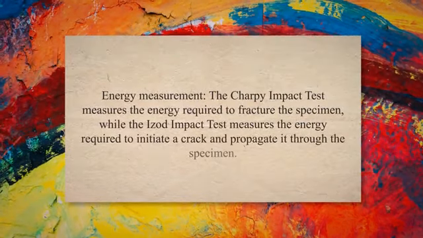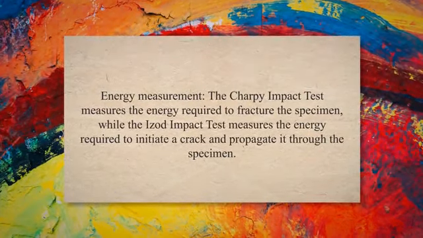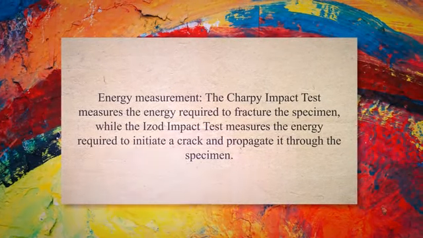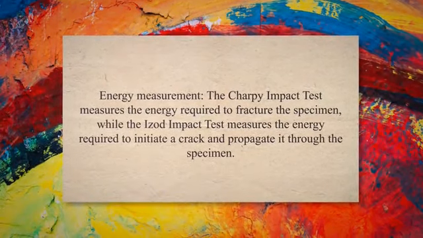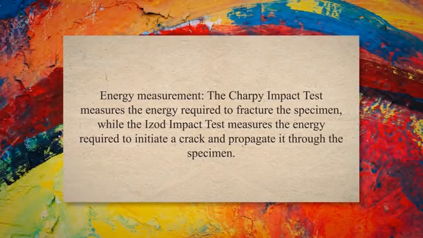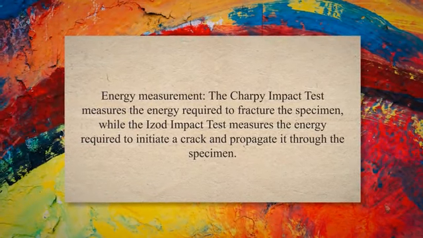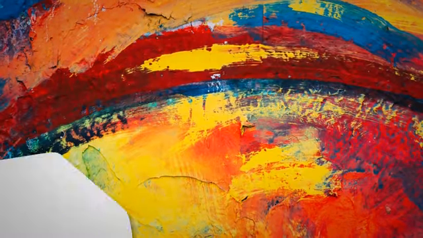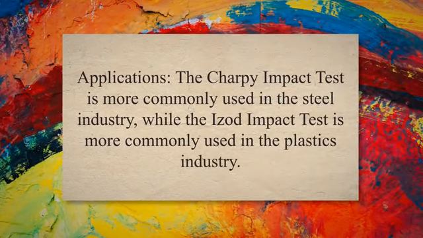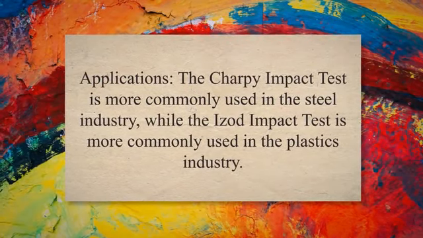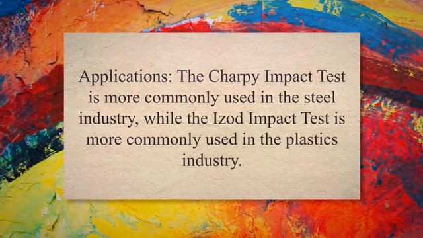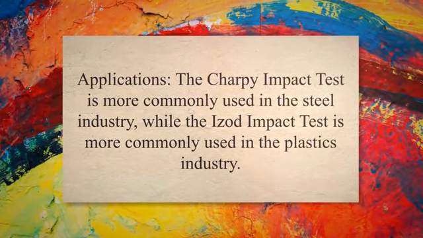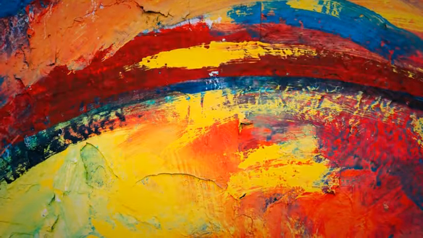Energy measurement: the Charpy impact test measures the energy required to fracture the specimen, while the Izod impact test measures the energy required to initiate a crack and propagate it through the specimen. Applications: the Charpy impact test is more commonly used in the steel industry, while the Izod impact test is more commonly used in the plastics industry.